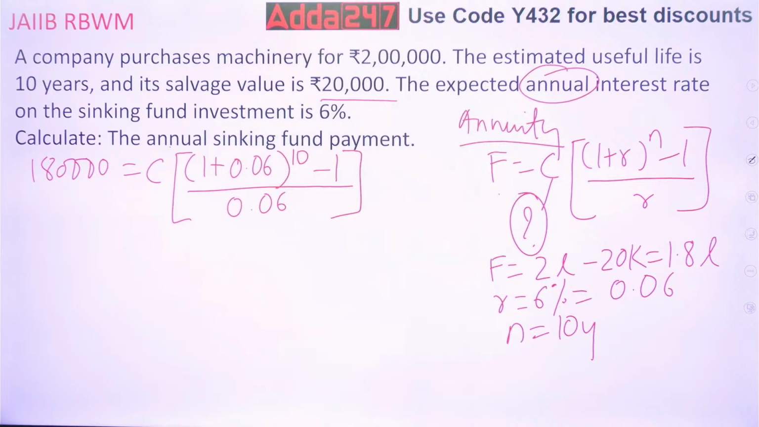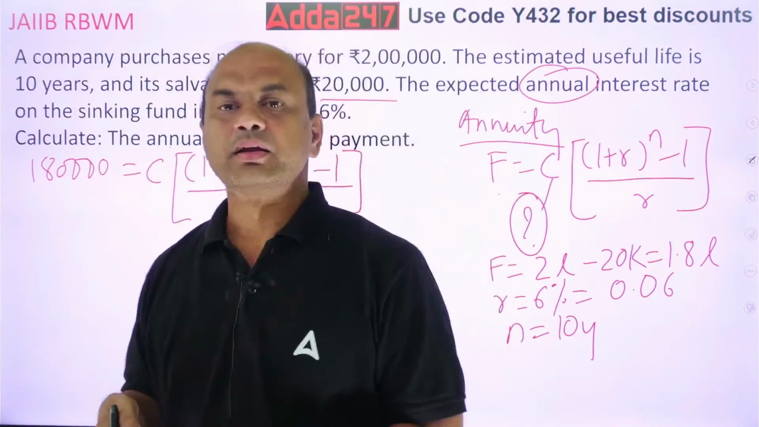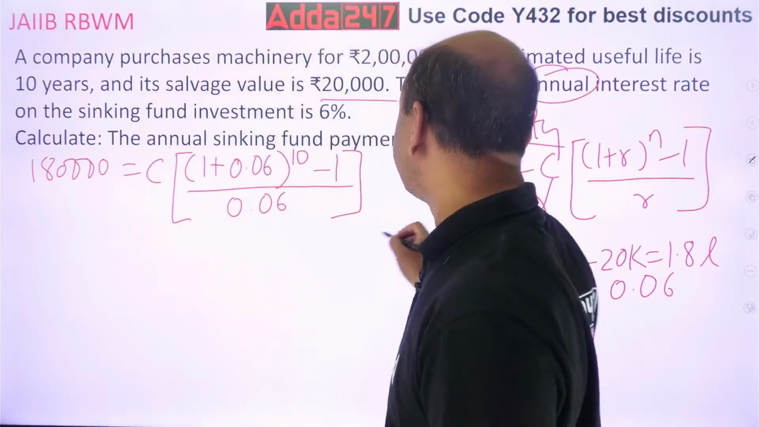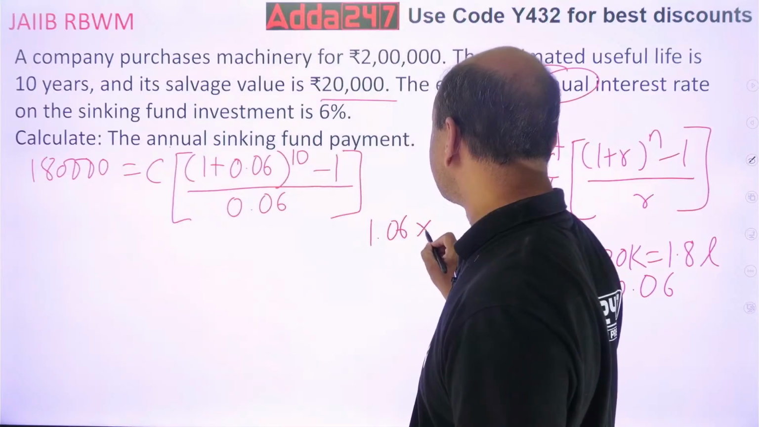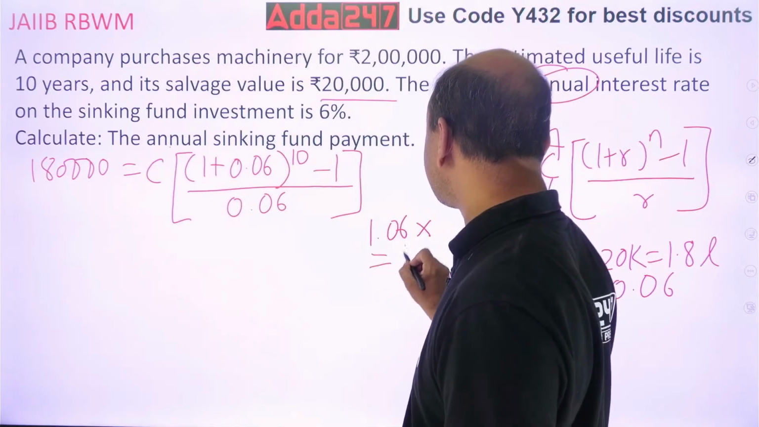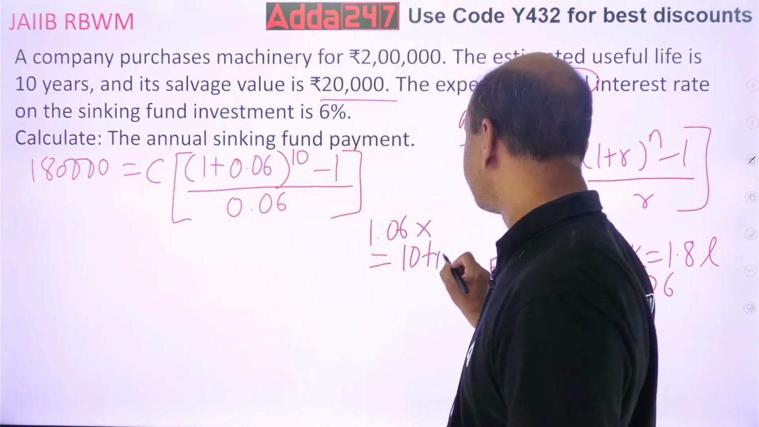1.06 raised to 10. Check this, everyone. How to do it? Yesterday I told you how to do it. Type 1.06 over here, then press multiply, then press equal to 10 times. How many times do you want? 10. So 10 times.